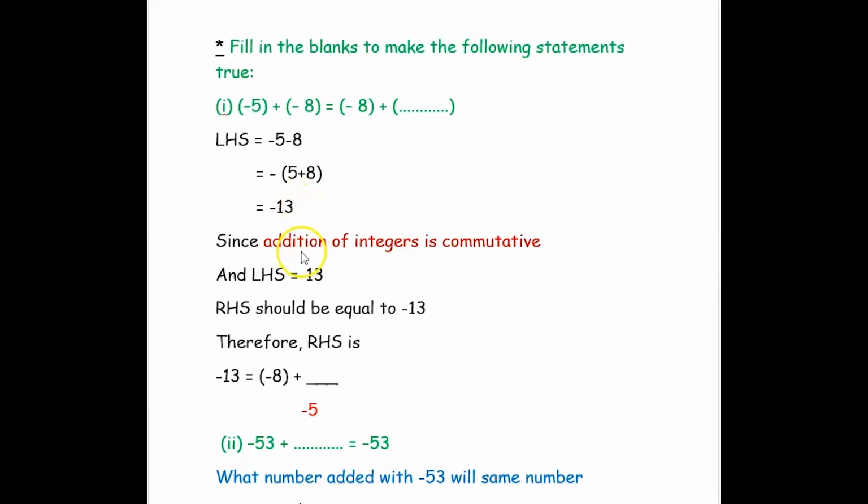So now we know that addition of integers is commutative. So the LHS is negative 13, so the RHS should also be negative 13, but it's given already negative 8. Since it's commutative, we can write in the blank negative 5. That is, negative 5 plus negative 8 is equal to negative 8 plus negative 5.